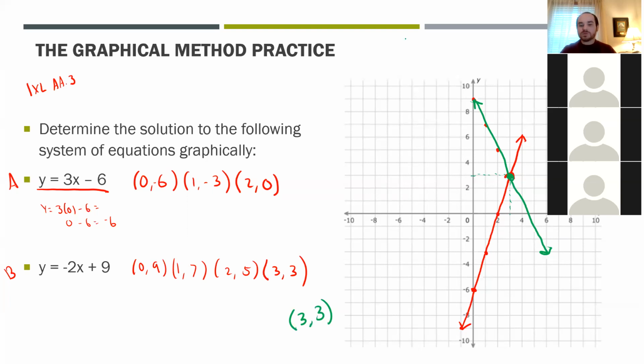Now, one of the things we can do to check our answer when we're doing graphical method is to plug in this point into both of the equations and make sure it gives us the right answer. So if we plug in 3 for x into the first one, we're going to get y equals 3 times 3 minus 6. 3 times 3 is 9, minus 6 equals 3. So that one works. And then if we try it with the second one, y equals -2 times 3 plus 9. -2 times 3 is -6 plus 9 equals 3. So this one works as well. So that's just a way we can double check our answer.